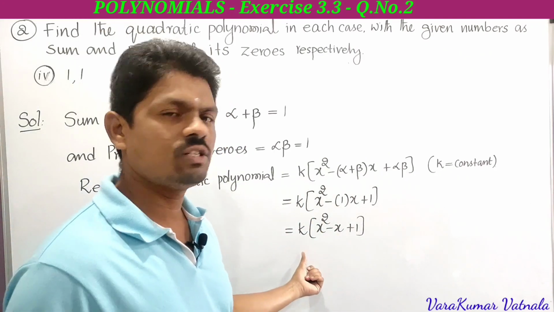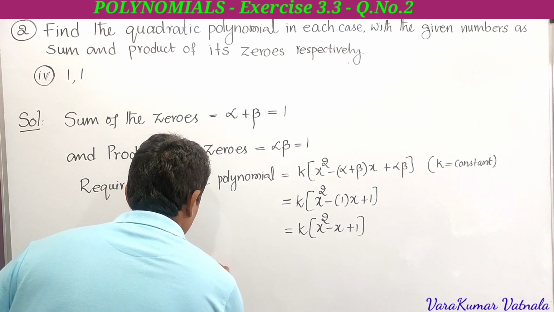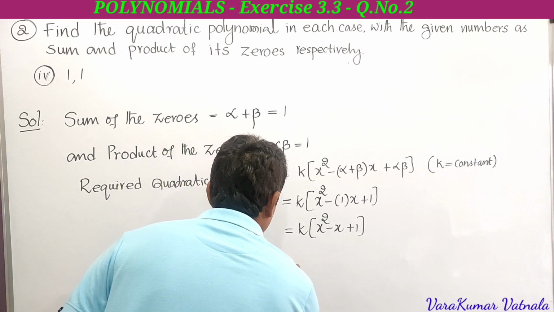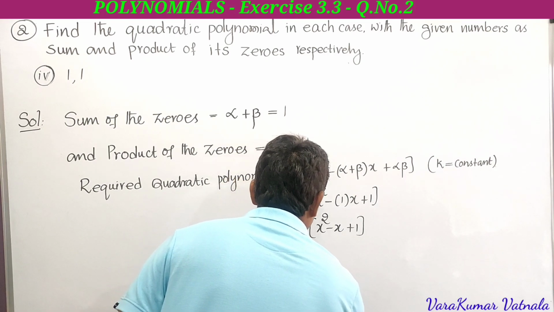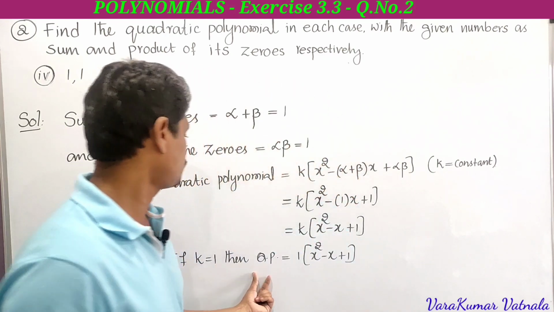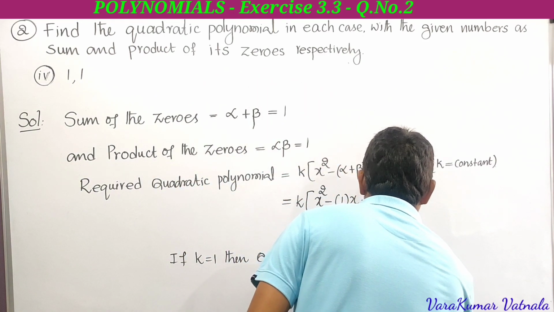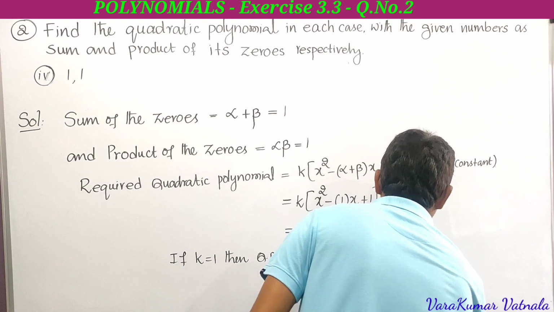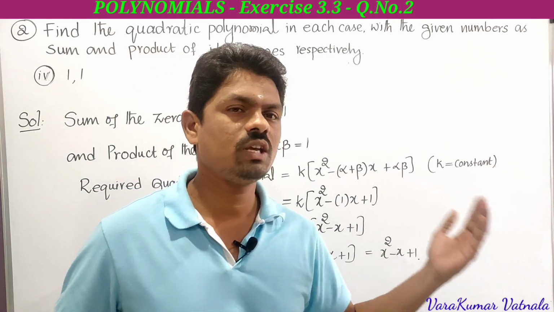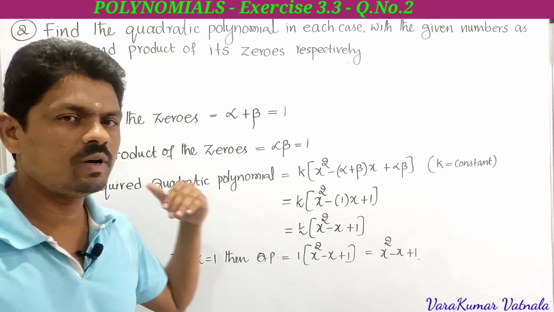So now I am substituting k is equal to 1. So if k is equal to 1, then the quadratic polynomial is equal to 1 into x square minus x plus 1. So I have substituted k is equal to 1 here. So we get x square minus x plus 1. So this is the required quadratic polynomial whose sum of the zeros is 1 and the product of the zeros is also 1. So this is the fourth bit in the second problem.